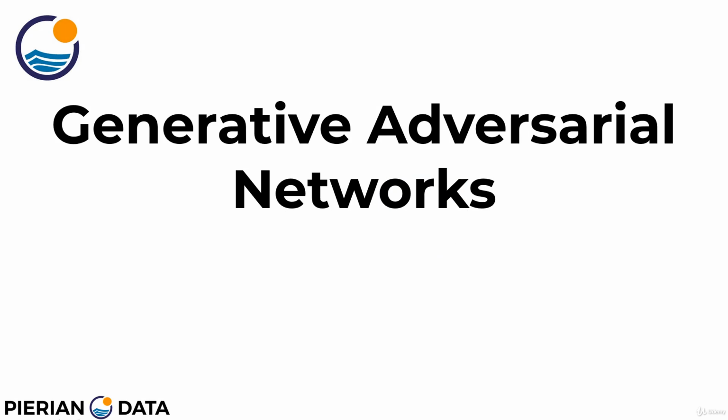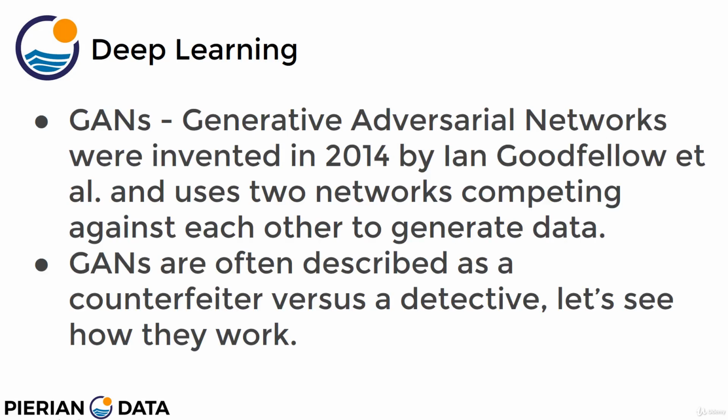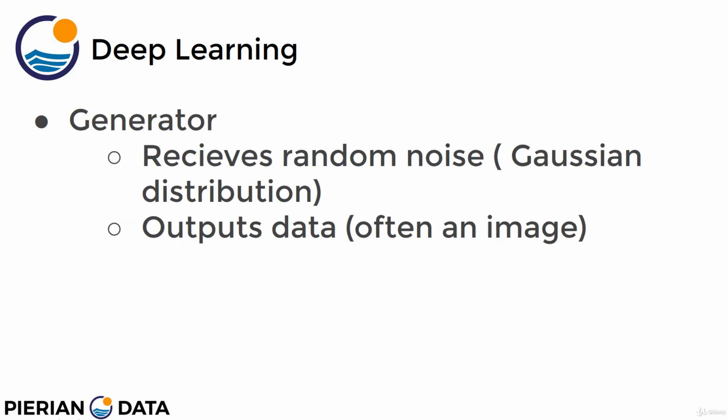Welcome everyone to this section on generative adversarial networks. Generative adversarial networks, or GANs for short, were invented in 2014 by Ian Goodfellow and his fellow researchers. And the main idea behind them is to use two networks competing against each other to generate new unseen data. GANs are often described as a counterfeiter versus a detective. Let's get an intuition of how they work.